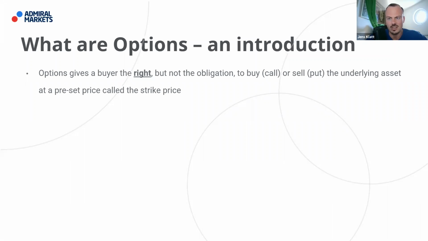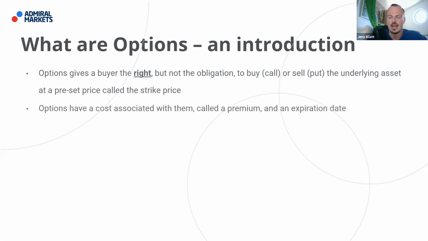So you can already see it's a somewhat difficult way to understand, and this is just the beginning. You buy the right to buy or to sell the underlying asset at a preset price, which is the strike price. And options have a cost associated with them, which we call the premium. This is usually what you have to pay. So the premium you pay the option seller, and then you also have the expiration date.